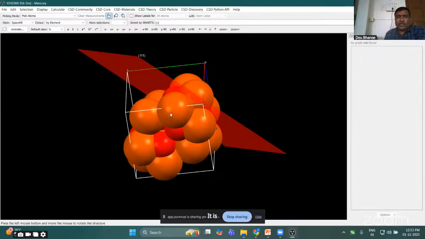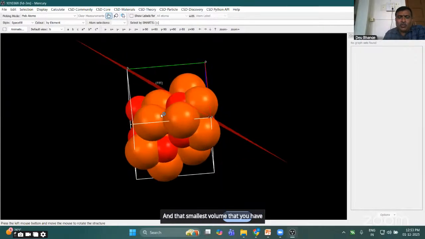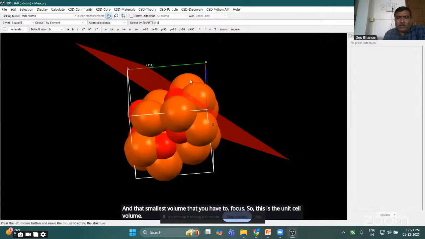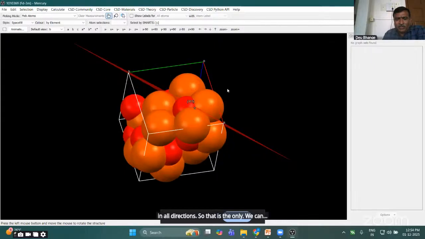It is just like cooking rice. In the days when we did not have cookers, when we were boiling the rice grains, we used to take out a few grains and taste whether it was cooked or not. Likewise, if you have a bigger crystal, you don't have to solve the structure of each and every part of that crystal. You take a small grain out of it, and that smallest volume is what you focus on. This is the unit cell volume. You solve the structure of this smallest unit, and then it will be repeated in all directions. That is the only way we can solve this crystal structure.